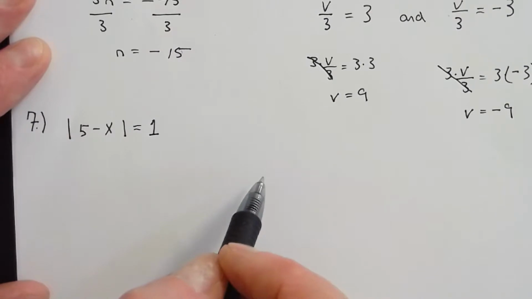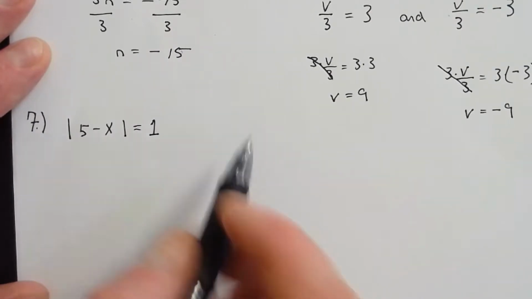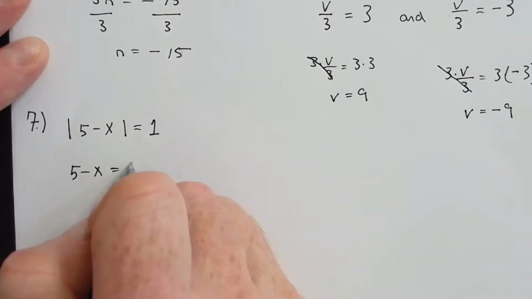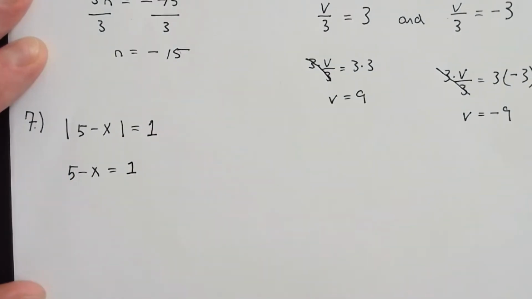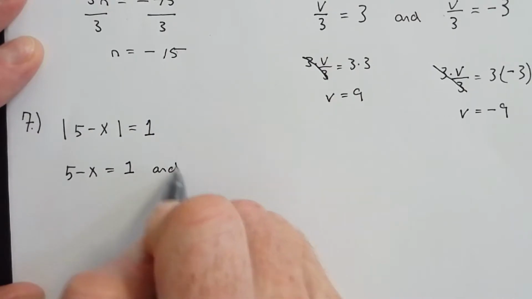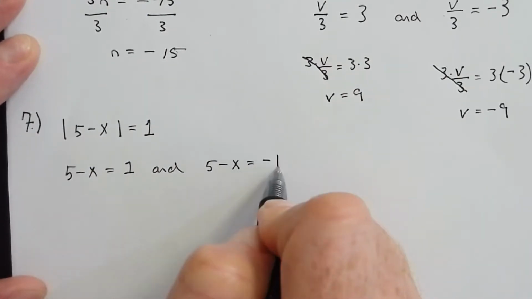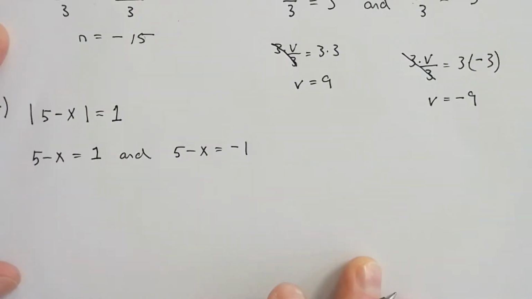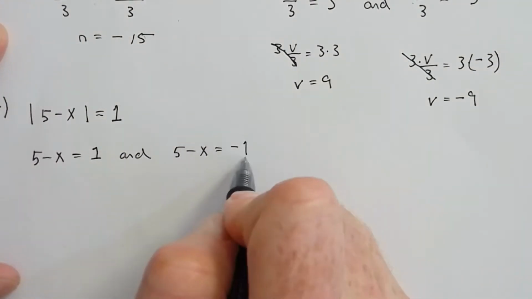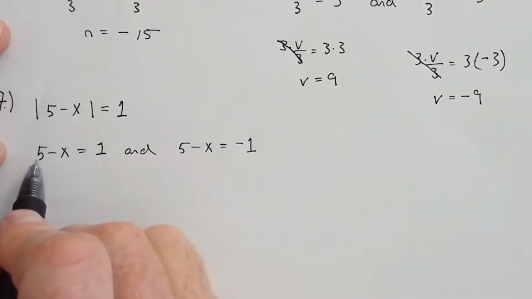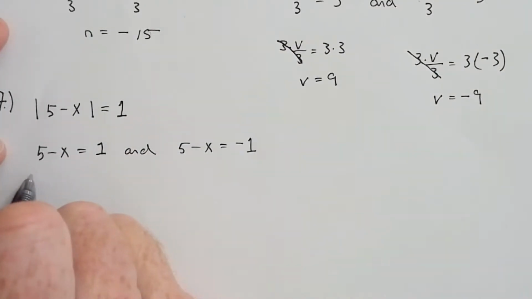We are going to drop the absolute value bars and set 5 minus x equal to positive 1, and 5 minus x is equal to negative 1. Solve for x. So subtract 5 from both sides.